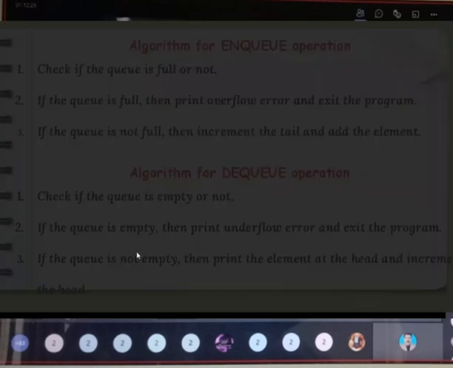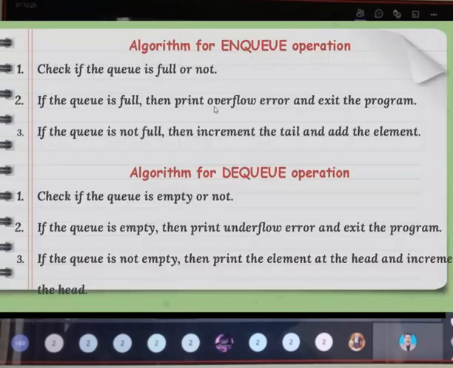Let's discuss the algorithm of enqueue and dequeue operations. The algorithm of enqueue, as we followed in the stack, is the same methodology. Check whether the queue is full. If the queue is full, then print an overflow error and exit the program. If the queue is not full, then increment the tail and add the element to the queue.